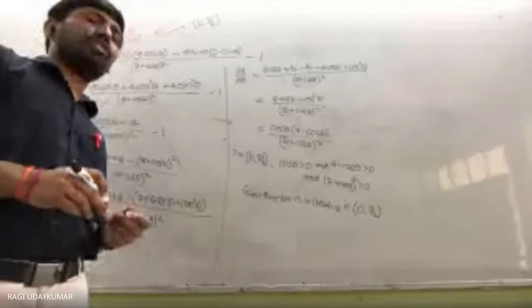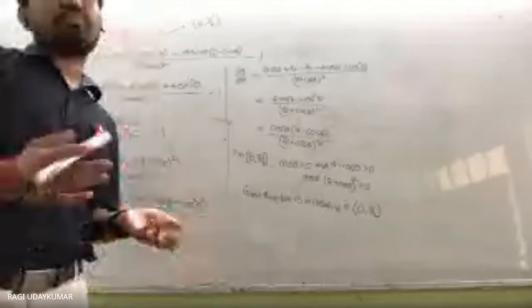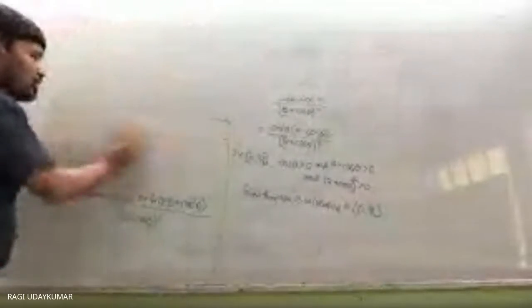Is it an increasing function from 0 to infinity? 1 by x is always greater than 0 for the positive real numbers. So you can directly say that it is an increasing function. dy by dx is equal to 1 by x, so it is an increasing function in the given interval. Easily you can say.